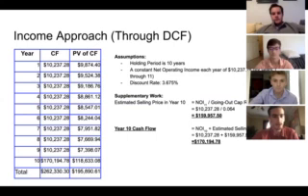And then we needed to find the estimated selling price in year 10, which is found by taking the net operating income in year 11 divided by the going out cap rate. And once we present valued all these cash flows, we got a net present value for the property of $195,890.